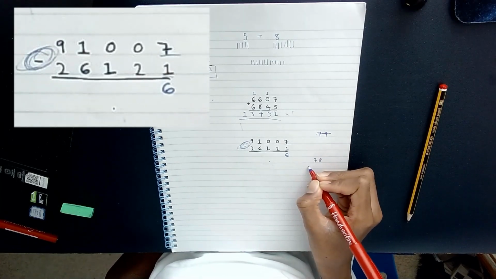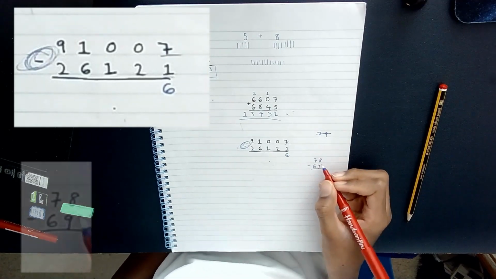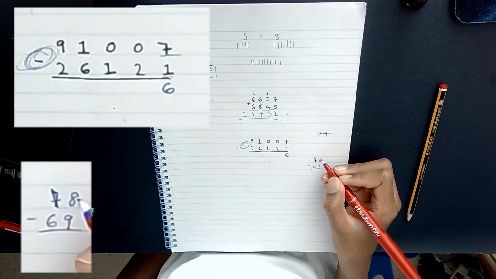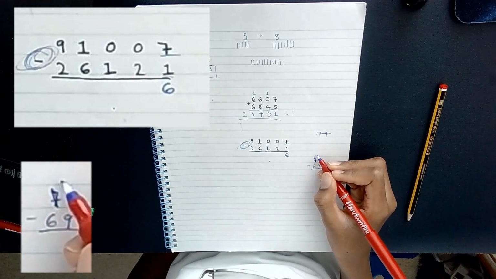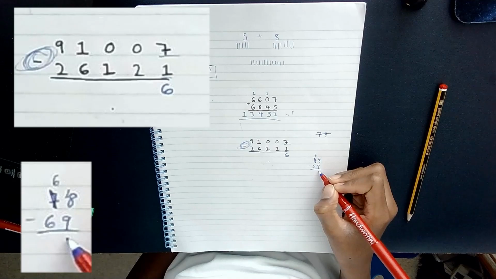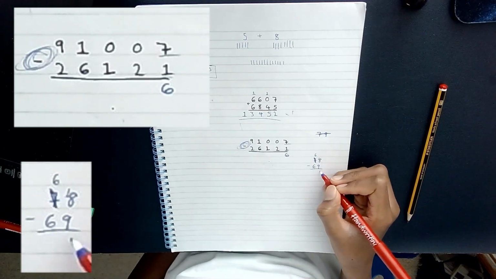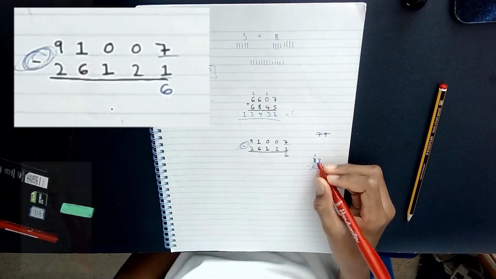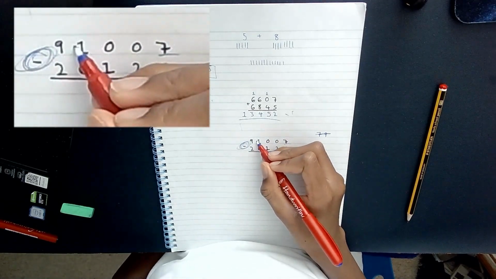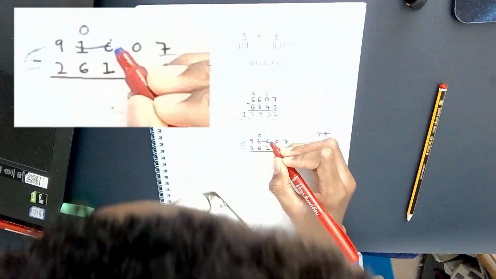78 minus 69. What you would do is borrow 1 from the digit before it. So that would turn into a 6 and this would turn into a 1. And you do 80 minus 9, then you'd write 9. So that's what you would do. But in this case, we're going to have to borrow 1 from both of these. So that would be 10 minus 1, that would be 9. Just going to put a little 0 there.